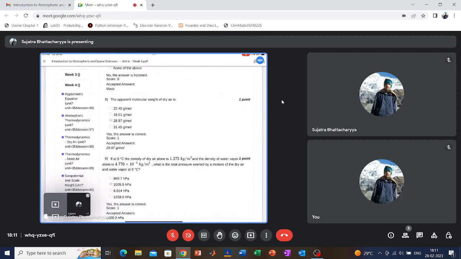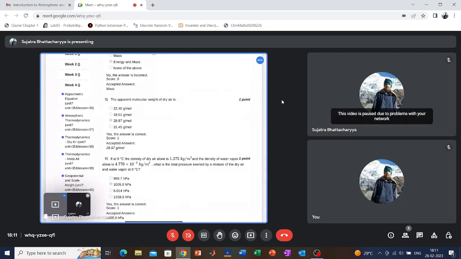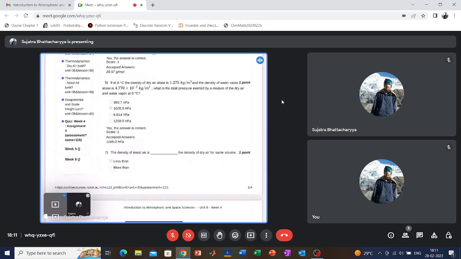Okay. The apparent molecular weight of dry air is something we solved in the second problem solving session. You can refer to that. We have a table of several gases which are present. All are dry gases, not vapor, with their percentage contributions and molar masses. Based on that, we just use the mean molecular mass formula and we get 28.97. I have solved it in detail. Okay, the next is also a numerical, so we will solve it.